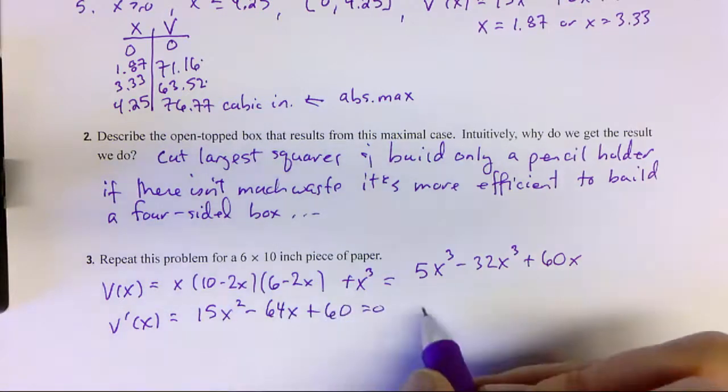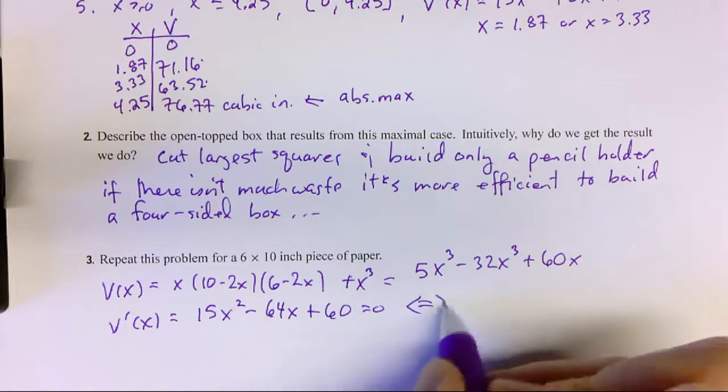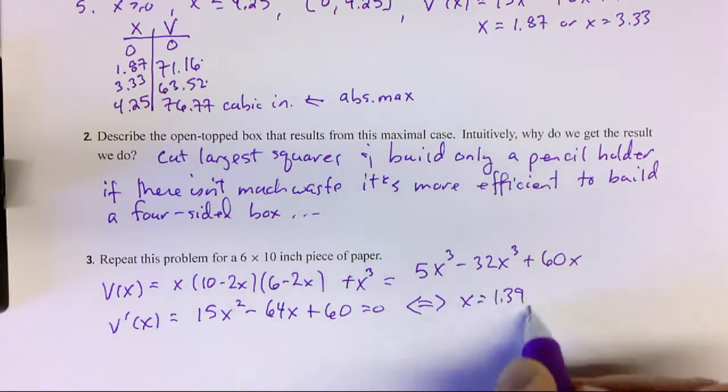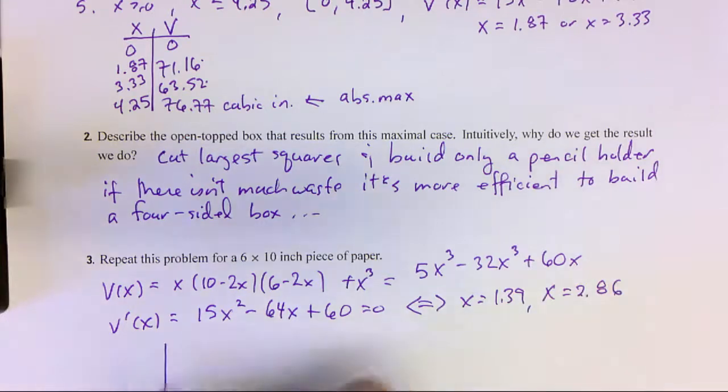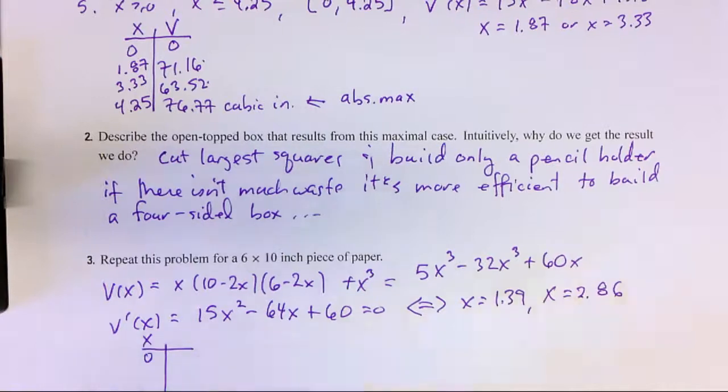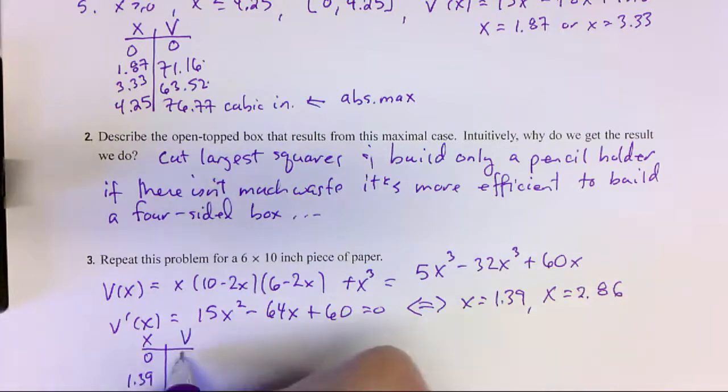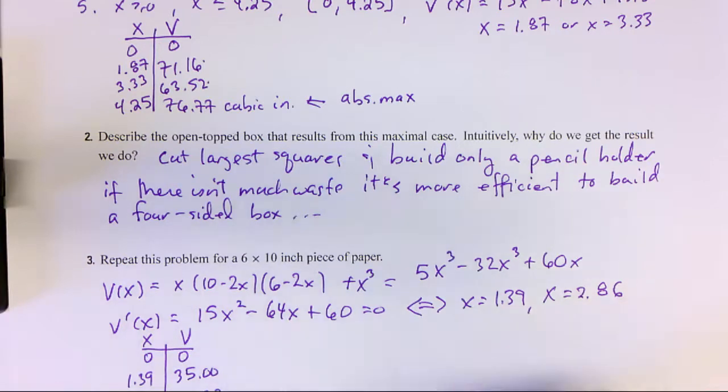Set that equal to 0 and use your quadratic formula to get your roots. And you get x is equal to 1.39 or x equals 2.86. So again, we have 2 critical numbers to check, and then we have the 2 endpoints. We're going to compute the volume at all those points, and it goes like this. In this case, the interior maximum that occurs at the first critical number is the absolute max.